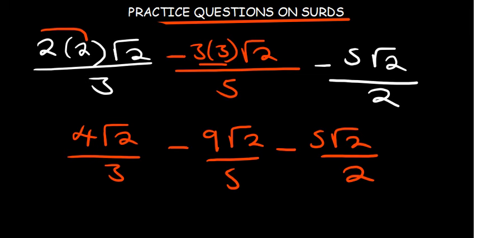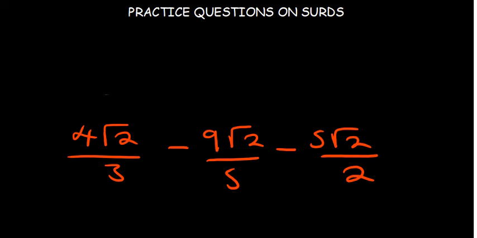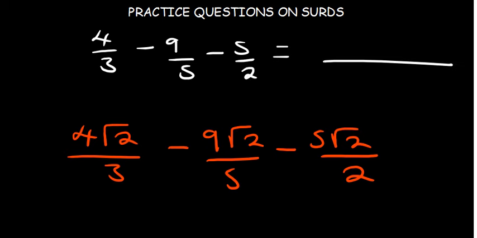At this point, I would want us to look at the fraction part first of all. The root of 2 is basically the one and the same. So let's look at 4 over 3 as the first part of the fraction, minus 9 over 5, minus 5 over 2. So what is the common denominator there? The common denominator of 5 and 2 is 10. 3 and 5 is 15.